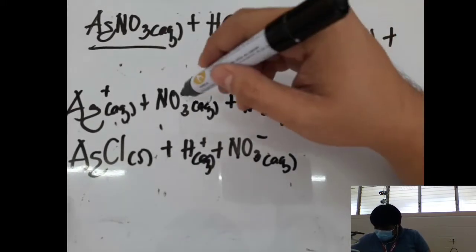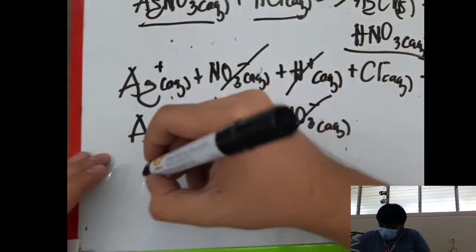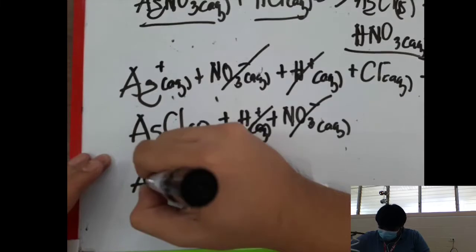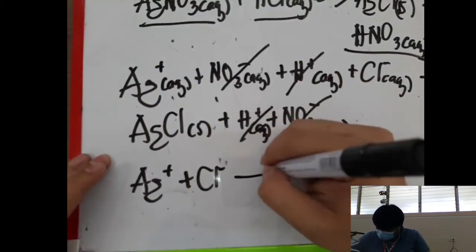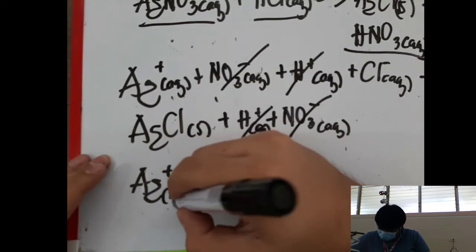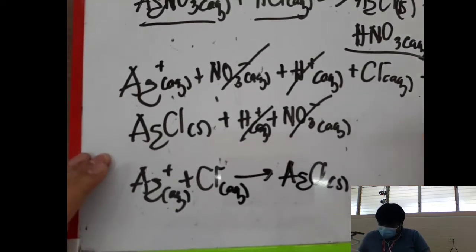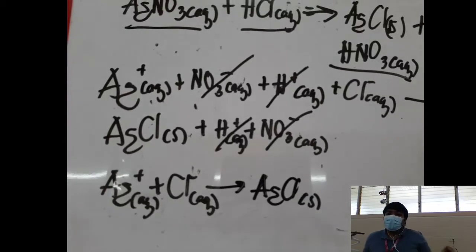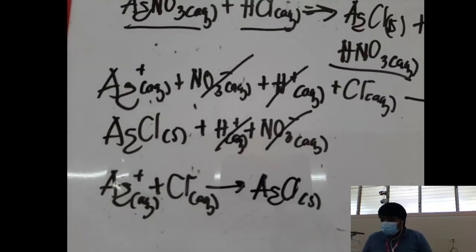So that will be the nitrate and the H+. So your net ionic equation therefore will be... so that means 1 mole of silver cation will produce 1 mole, also 1 mole of silver chloride. The same goes with chloride. 1 mole of chloride will produce 1 mole of silver chloride.